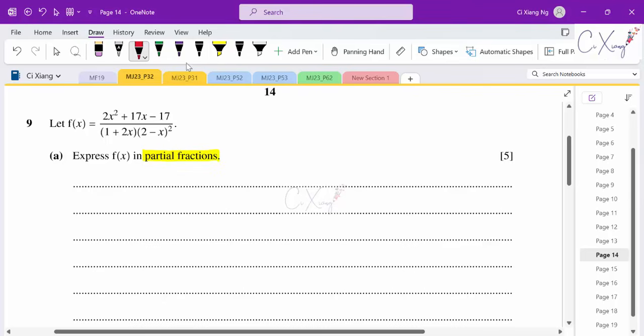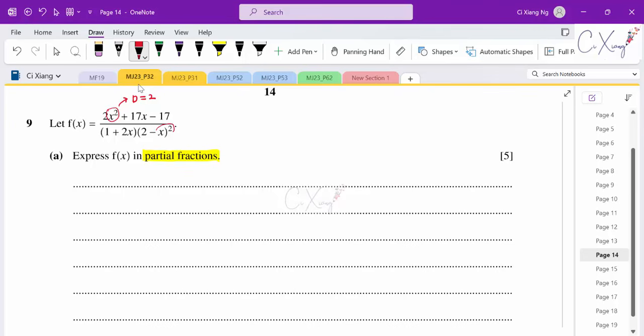Okay, so first of all, we need to identify what is the type of the fraction here. Is this a proper fraction or an improper fraction? So have a look at the degree of the numerator. The highest power of x is 2, right? So the degree is equal to 2. And for the denominator, when you have x squared multiplied by x, you will get the highest degree x power 3. So the degree of the denominator is 3. When the degree on top is less than the degree at the bottom, that means this is a proper fraction. When you have a proper fraction, you can directly expand it into partial fractions.